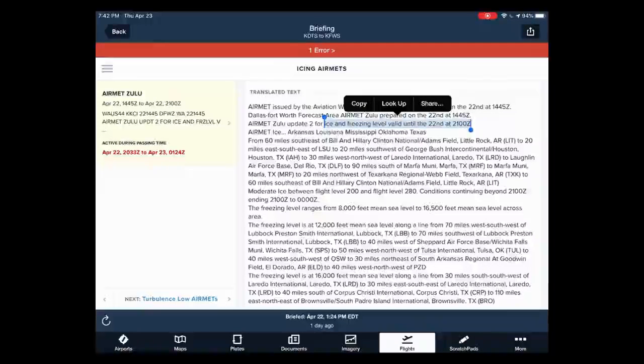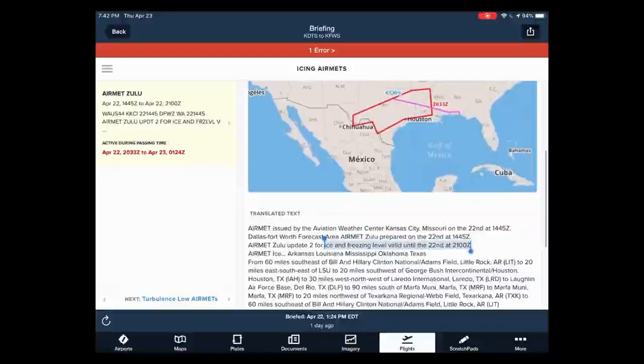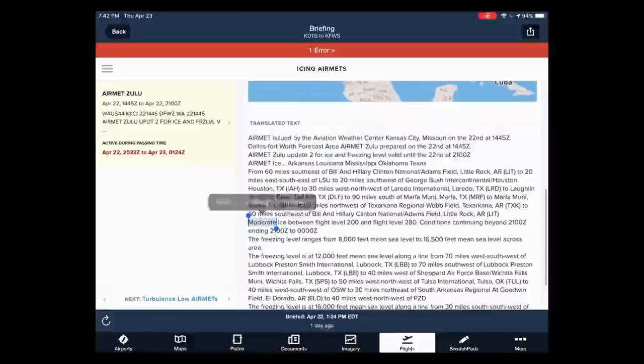And so after we move past the bounded area, which we can definitely see is incorporating our route, we can see moderate ice is being called for, at least moderate ice between flight level 200 and flight level 280. So is that a concern for us?